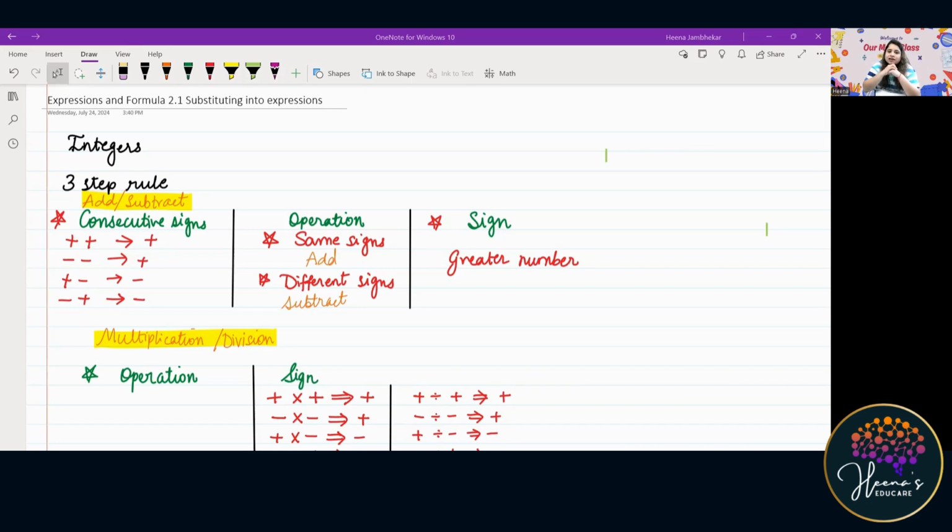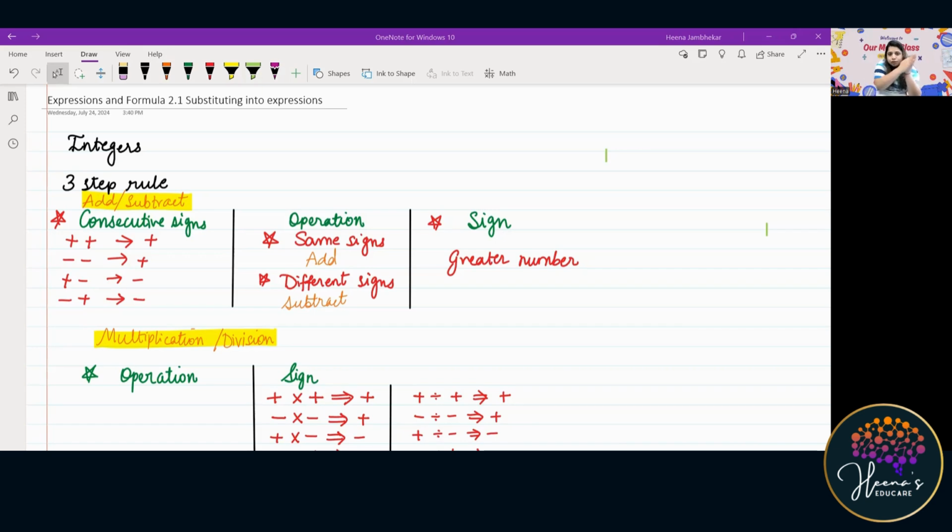Let's go for the next one, that is 3 minus plus 2. Again, you have minus and plus as consecutive signs. So you will write 3 minus 2, which is 1. That's step one, consecutive signs. Now let's move on to the next one, about operations.